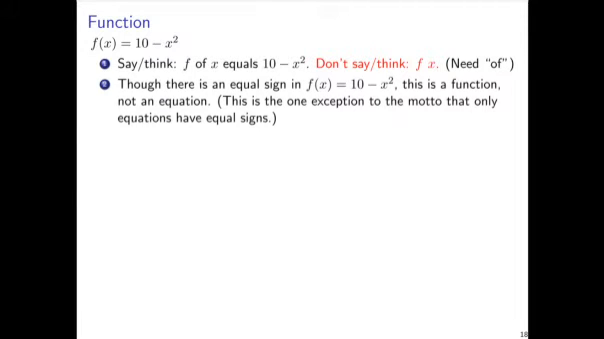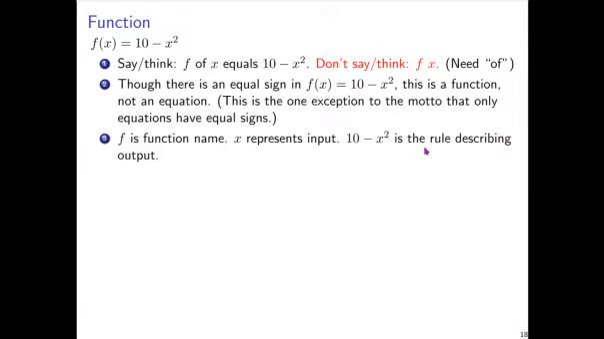So though there's an equal sign right in the middle, right here in f of x equals 10 minus x squared, we're going to call this a function, not an equation. So this is the one exception that we have to the motto that only equations have equal signs. f is the function name. x represents the input, and then after this equal sign here, 10 minus x squared, that is the rule describing the output. So what's f of 3?